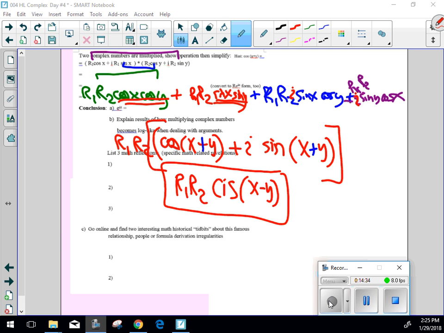Little fix here. You're going to change this to pluses because thanks to Bo, we caught this error here. When you multiply i times i, you get i squared. What's i squared equal to? -1. So this becomes a minus. So that makes this cosine x plus y, and then this will be sine x plus y.